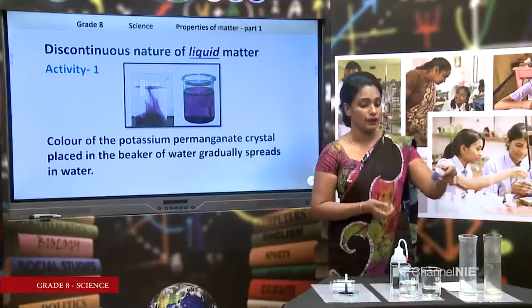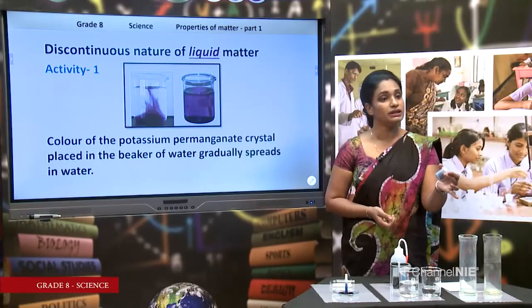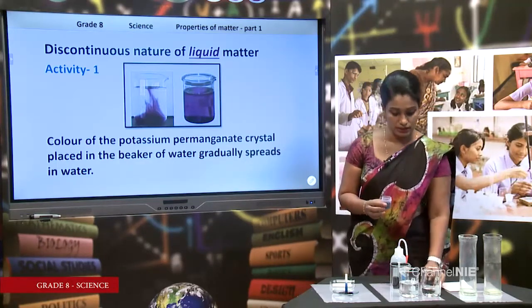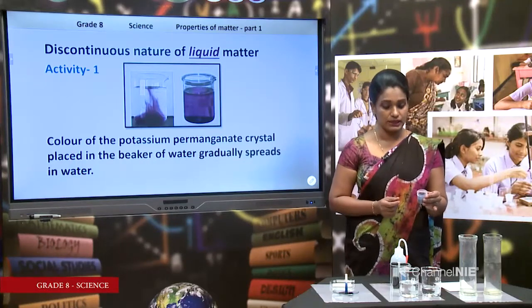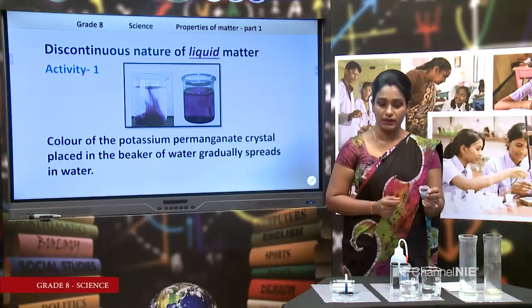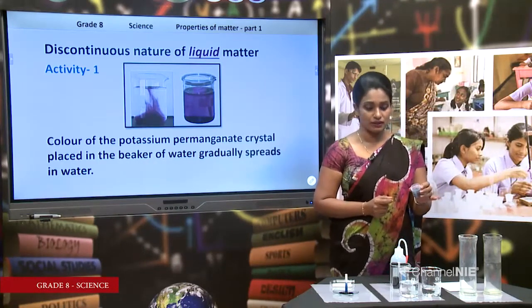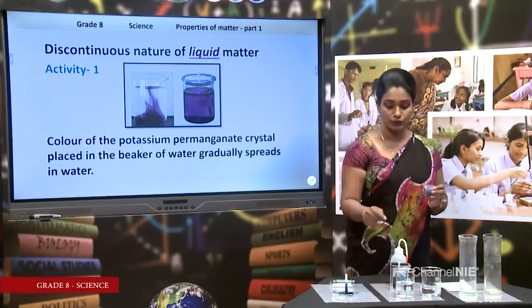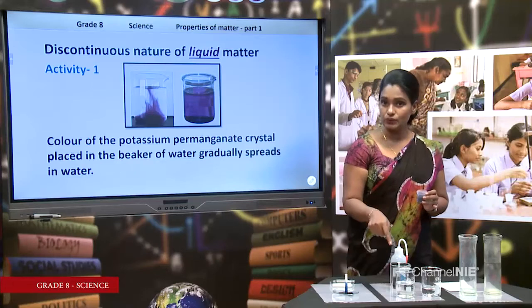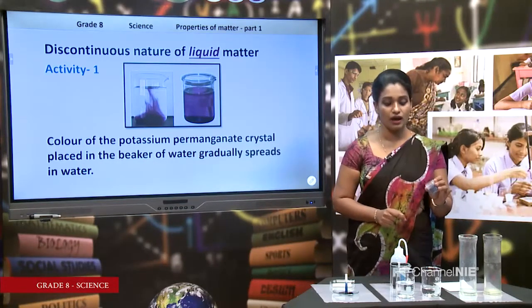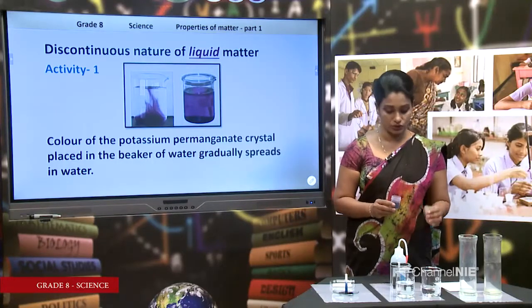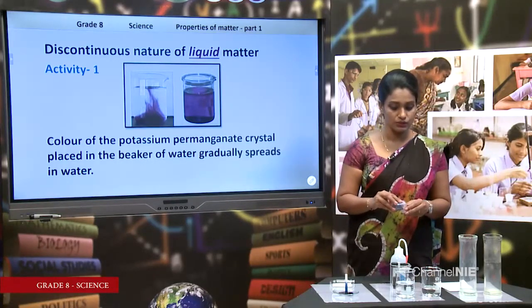Then here I have a chemical like this. The common name is condis, and chemically we know it as potassium permanganate. Actually it is a purple crystal. Now you know here I took water. Water is a liquid matter. Here I have a purple color crystal. Now I am going to add a small amount of this purple crystal to this water beaker.